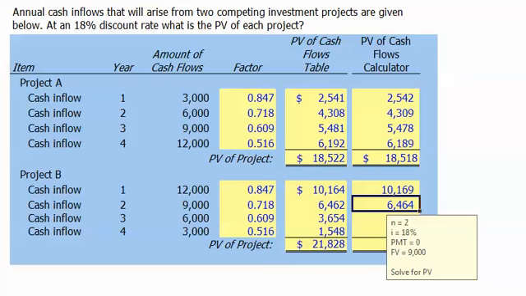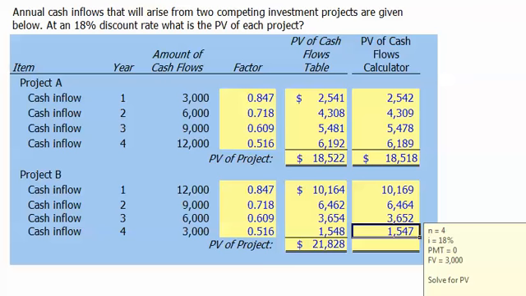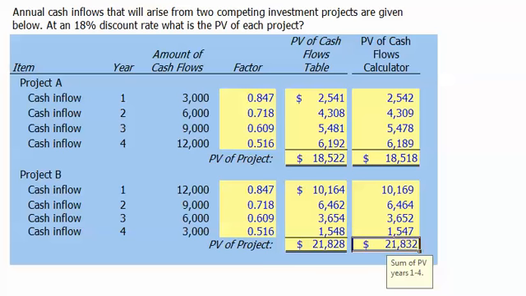$6,464. The year 3 cash flow will be discounted back for 3 periods, so n will equal 3. And again, I will be 18%, and our future value is 6,000. And again, solving for a present value, we get $3,652. The present value of the year 4 cash flow is $1,547, and the total sum of the 4 present values is $21,832.